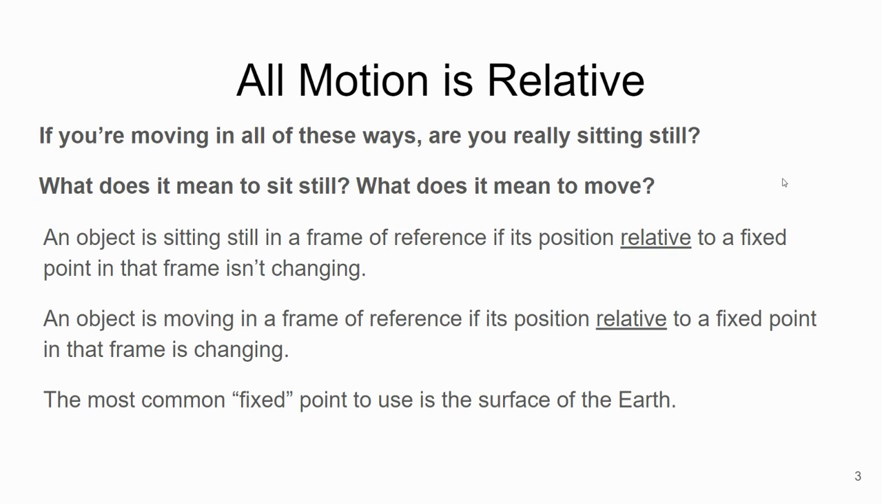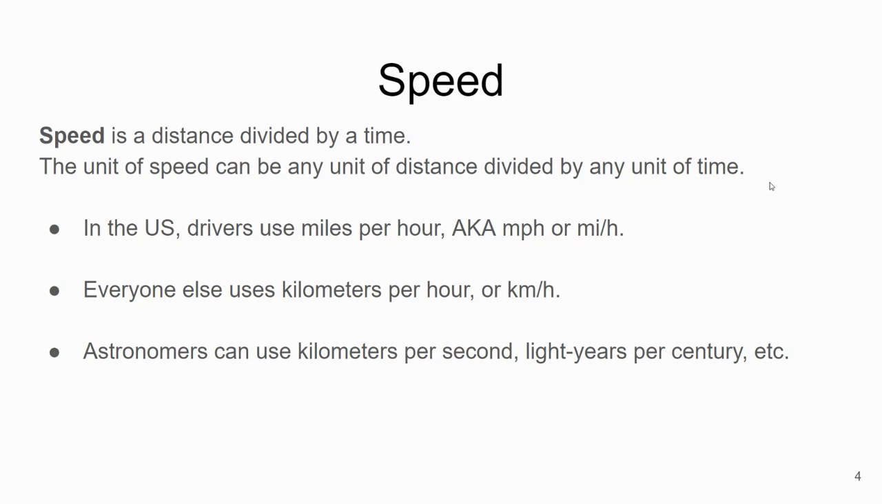Well, you have to define a frame of reference. And you are sitting still in a frame of reference if your position relative to some fixed point in that frame is not changing. And you are moving if your position relative to some fixed point in that frame of reference is changing. So unless otherwise stated, the most common fixed point to use is the surface of the Earth. So unless I say otherwise, just assume that the ground is motionless. And like I covered on the second slide, that's not really true. The Earth is spinning, it's going around the sun. Lots of things are happening, but that's just what we go with.